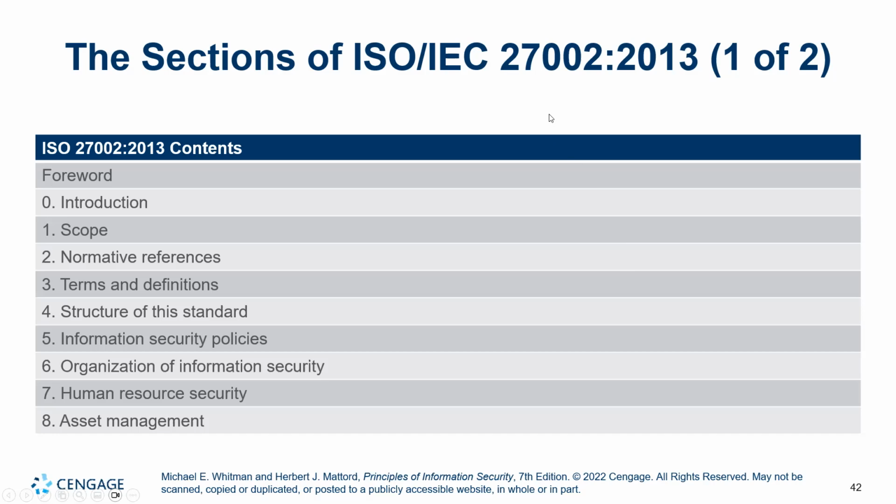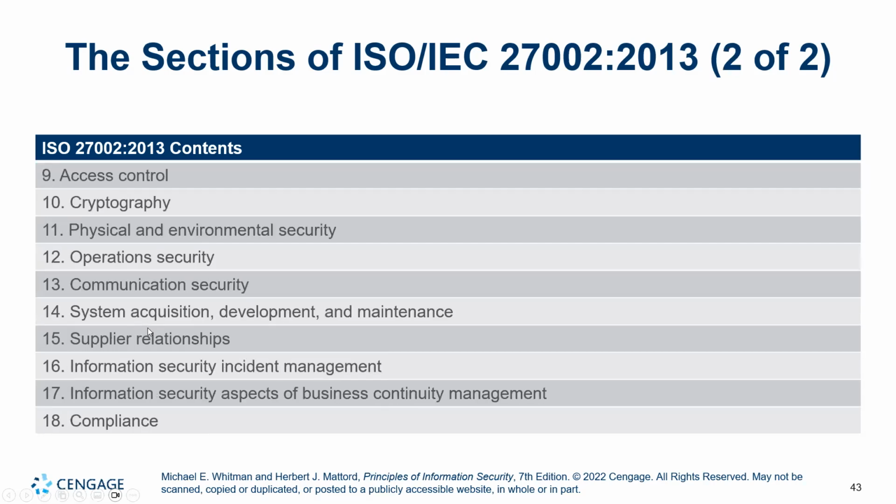Now the 27002 volume gets into related areas about the policies, the organization within a company or a nonprofit organization or a government agency, human resource security. These are supplemental things that you need to consider, so when you're working through the process, you need other resources for the other components of the program you need to implement. So 27001 tells you it's a roadmap, a process to follow, and 27002 gives you the components to implement, right?